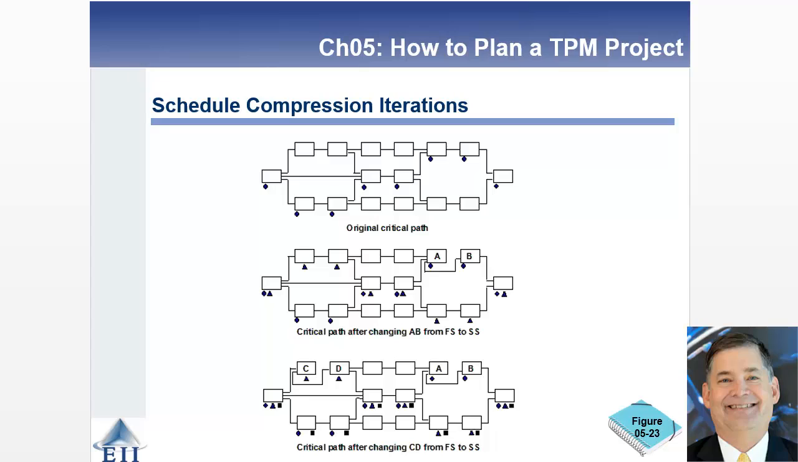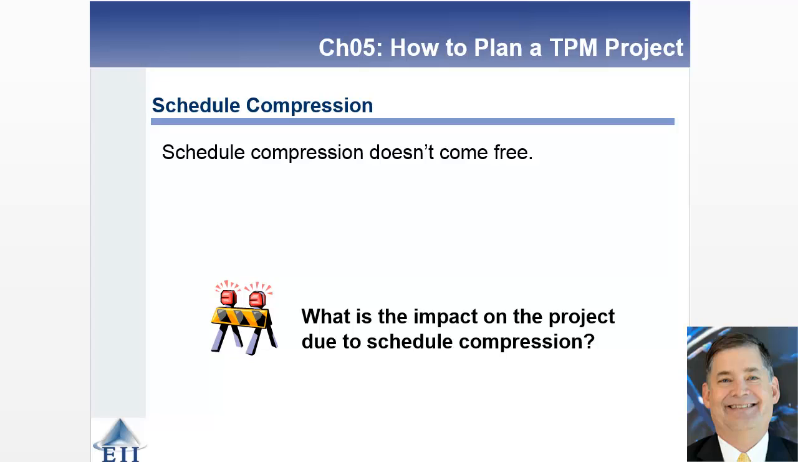And then we've done the same thing with tasks C and D further down on that critical path chart, so the bottom image. So what you're doing is you're changing from a finish start to a start start on two different tasks that allows you to shorten the entire project. Remember, it does not come free, and remember there's risk involved when you're doing schedule compression.